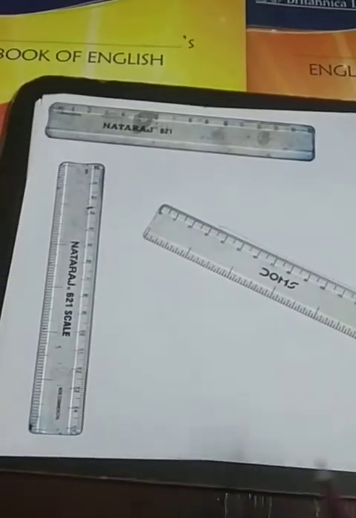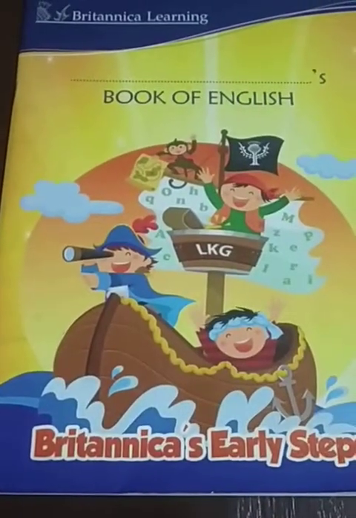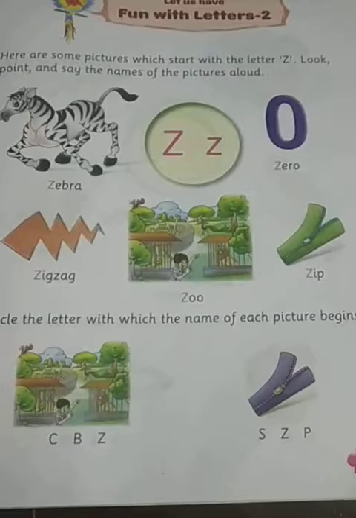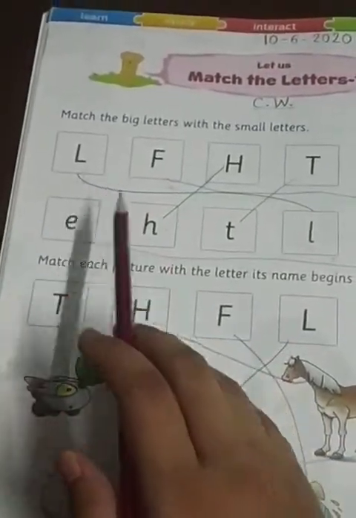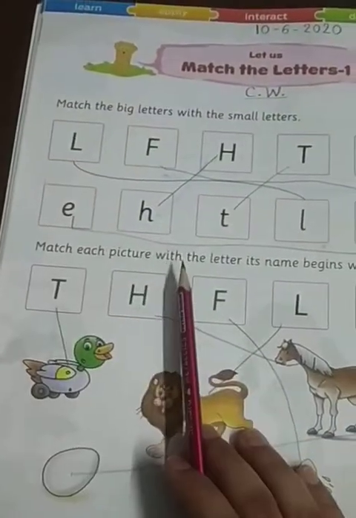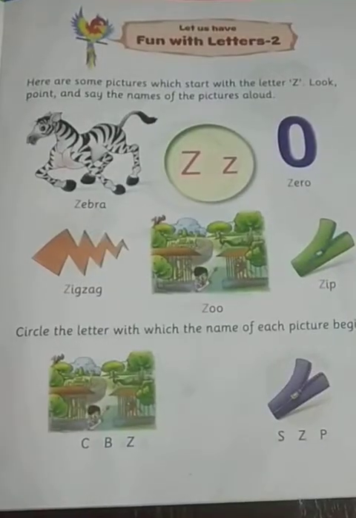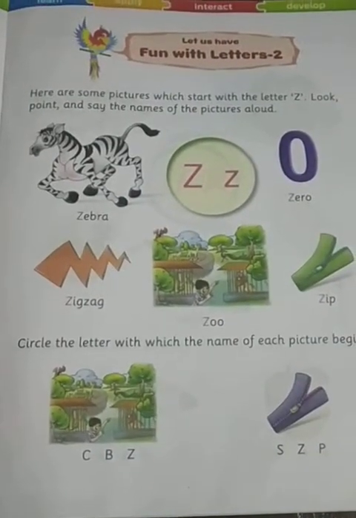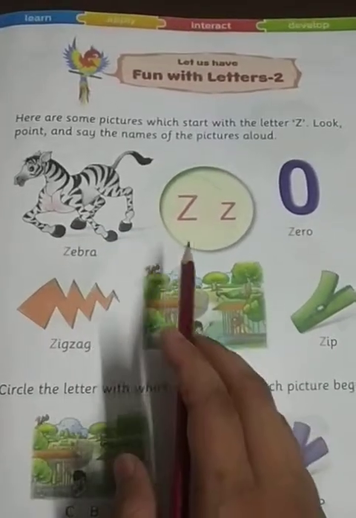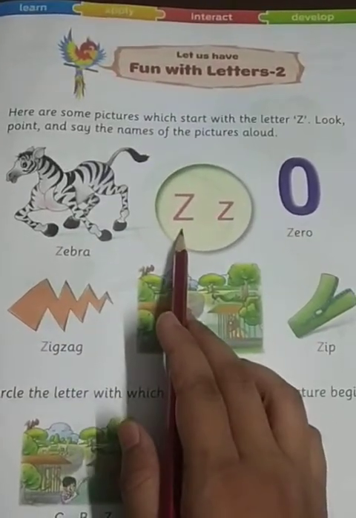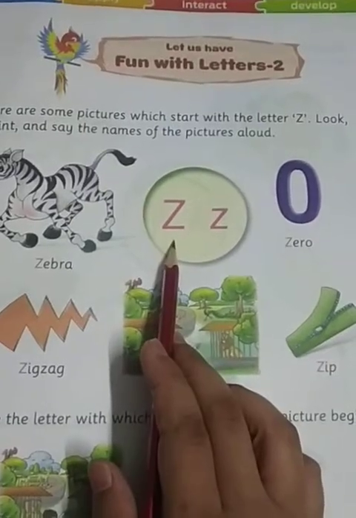Now let's just see how letters can be made with these three lines. So firstly, open your book of English. Students, in the last video we have done all the letters that can be made with standing line and sleeping line. Look, these are the letters that we have learned. Now from today we will use slanting line as well. Okay. So this is the letter that we are going to learn today. This is letter Z. Okay.